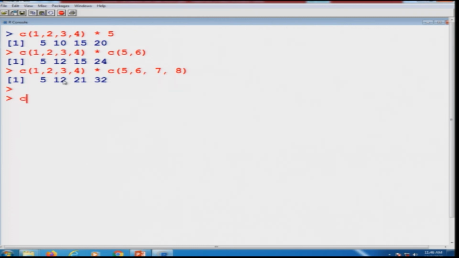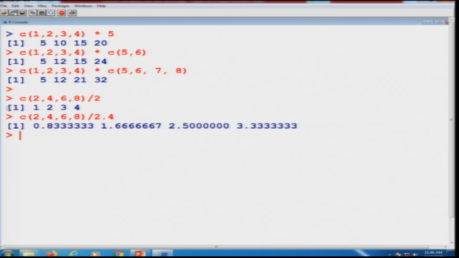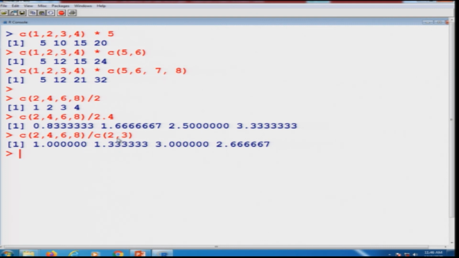And similarly, if you take another data vector, say 2, 4, 6 and 8, and you divide it by 2, you can see that this operation comes out similar: each and every element is divided by the scalar 2. And similarly, if you divide it by, suppose, 2.4, then each of these elements is divided by 2.4. And now similarly, if you take 2 elements in the division, say 2 and 3, you can see the answer comes out like this, where 2 and 3 divide the numbers 2 and 4, and similarly 2 and 3 once again divide the numbers 6 and 8.